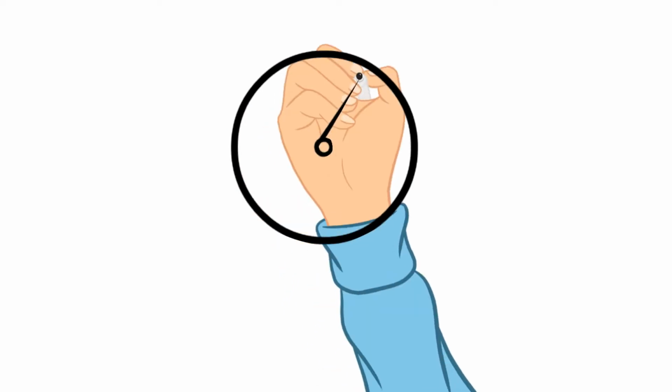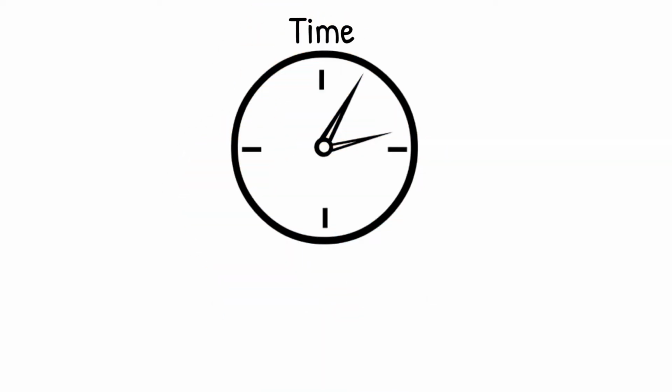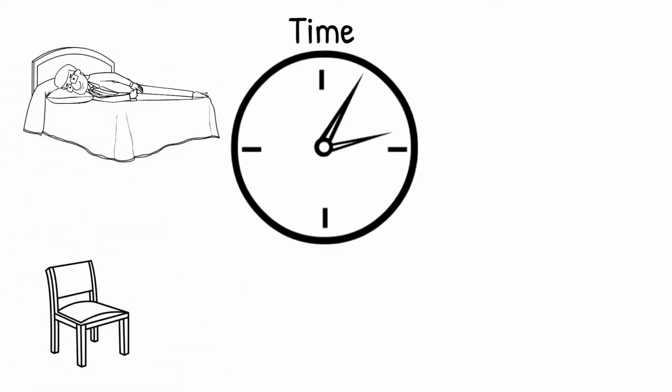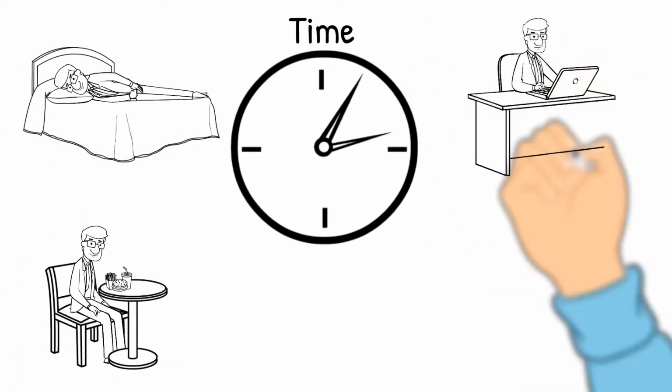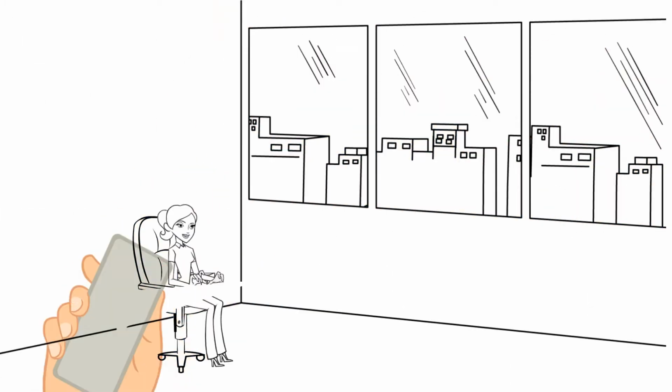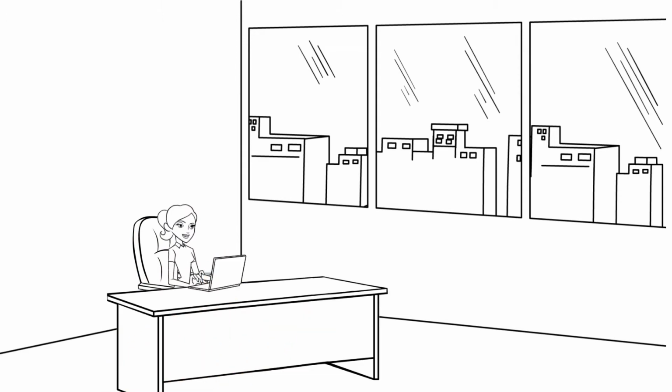Time. It is very valuable in life. We only get 24 hours of it in one day. We need time to sleep, time to eat, time to work, time with loved ones, and time to have fun. When we are at work, we have many projects to complete. Some due today, and some due next week.